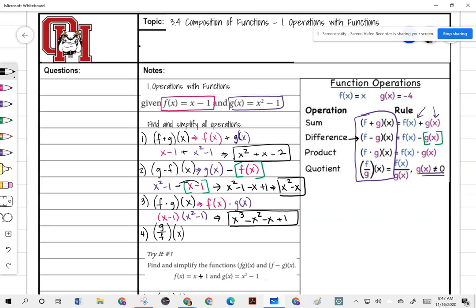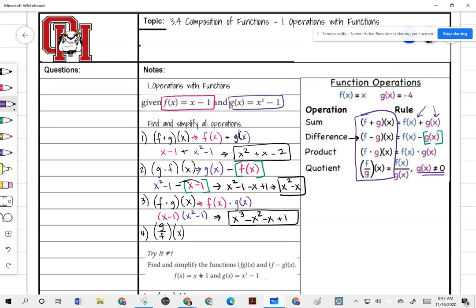And then finally we have our division. Our division says that we are going to take the g of x function and divide it by the f of x function, but paying careful attention to any restrictions. Our restriction on the f function is that x cannot equal 1.